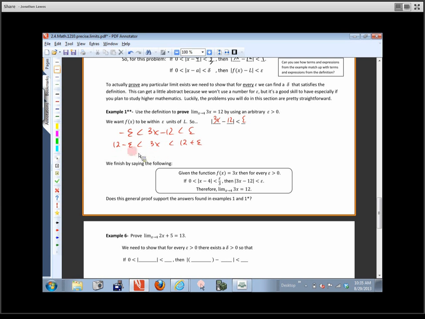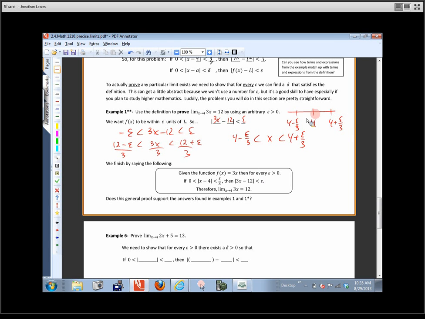And then I'm going to divide everything by 3. So this is what I end up with: 4 minus epsilon over 3 less than x less than 4 plus epsilon over 3. Now, that looks a little bit weird, but think about this. 4 is right here. This would represent 4 plus epsilon over 3, and this would represent 4 minus epsilon over 3. What do you notice?